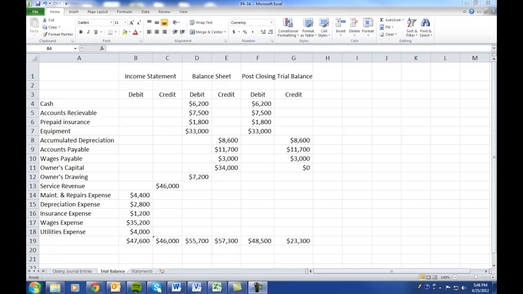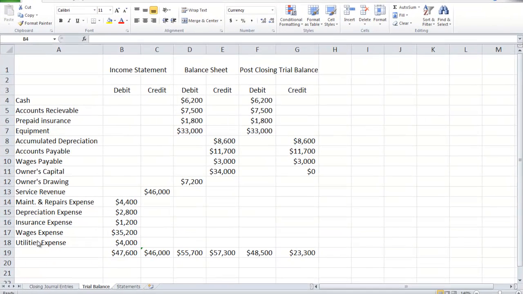Today's problem is 4-3A in chapter 4, starting on the bottom of page 193 and mostly on page 194. So the Carlos Company, what we need to do is prepare an income statement, statement of owner's equity, classified balance sheet, and prepare the closing entries for this particular company, as well as a post-closing trial balance. So on the screen is the trial balance, and the beginnings of the post-closing trial balance over here.